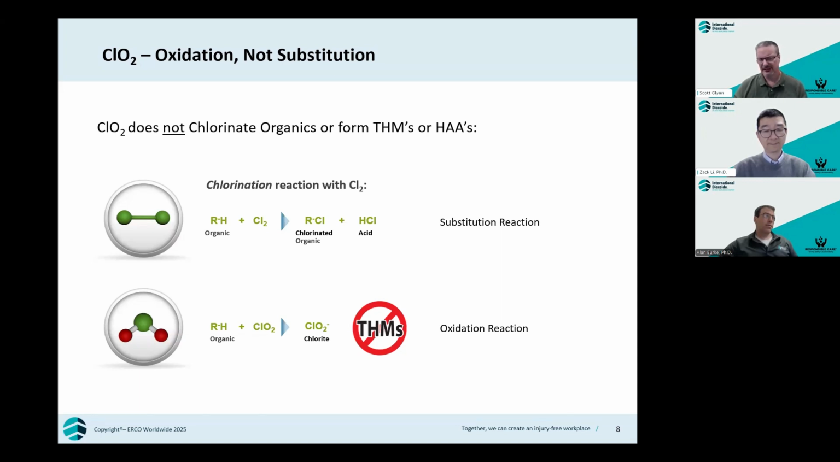Because chlorine dioxide reacts only via an oxidation process, it does not form chlorinated organics, trihalomethanes, THMs, or haloacetic acids, HAAs. In fact, chlorine dioxide reduces the formation of THM and HAA precursors. On the other hand, chlorine, which can react via three different methods, oxidation, addition, or substitution, forms halogenated organics, including the THMs and HAAs.